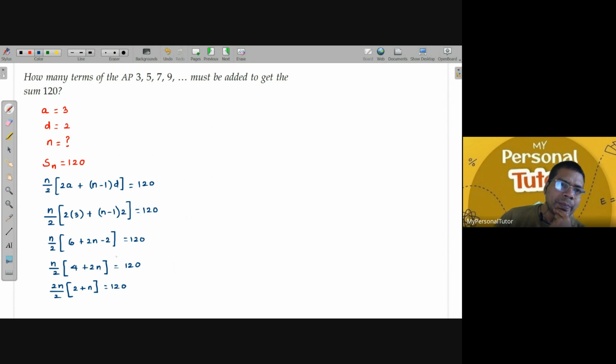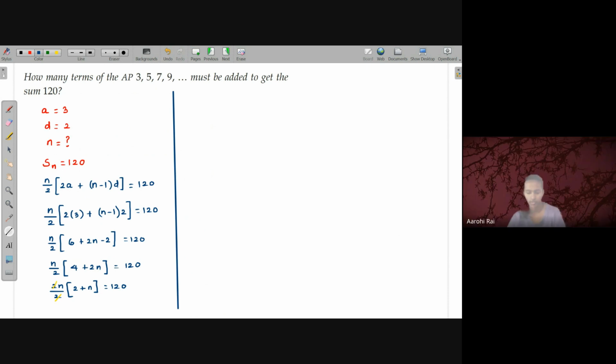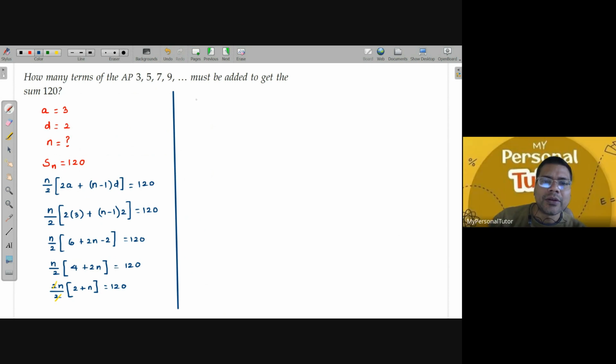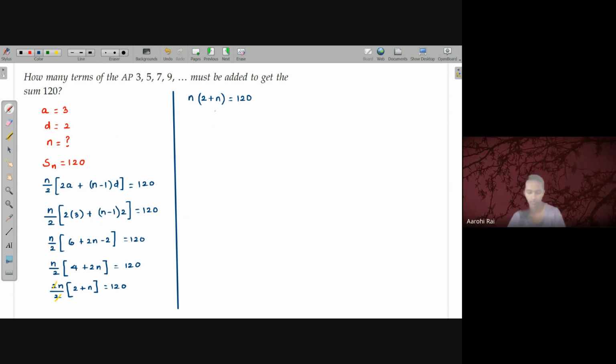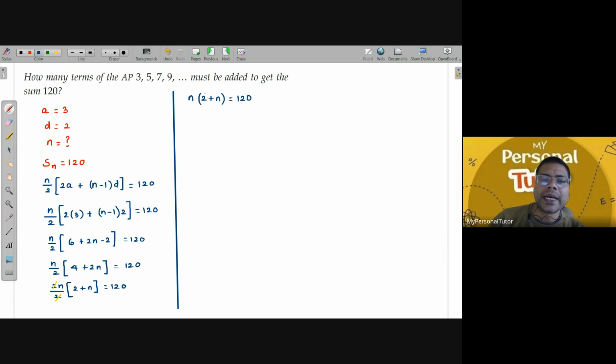Right, Arohi? Yes, sir. Now this 2 from the numerator and this 2 from the denominator can be cancelled out. Is that all right, Arohi? Yes, sir. So you will remain on the left hand side with only n times 2 plus n is equal to 120, right, Arohi? Yes, sir. Now if you open the bracket, what will you get? n multiplied by 2 is your 2n, plus n multiplied by n is your n square, is equal to 120.